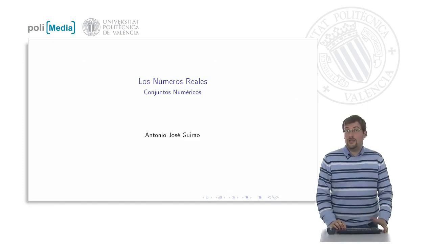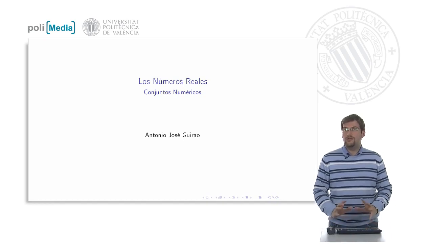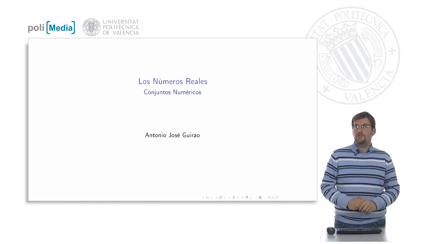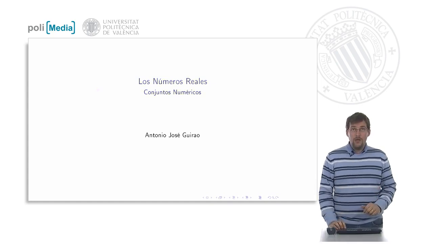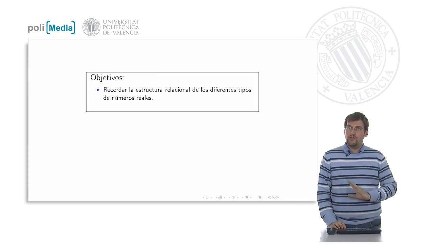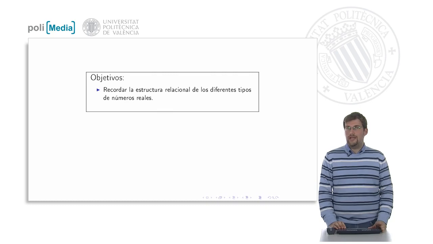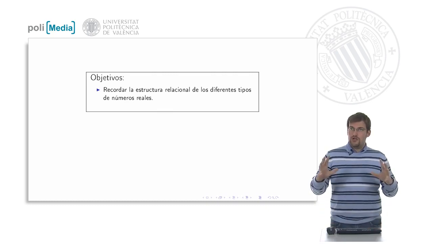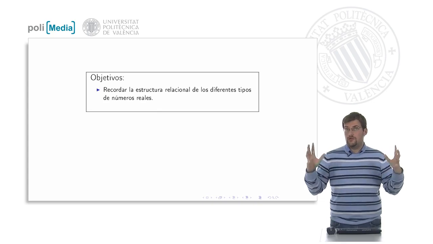Hello. In today's unit we will continue studying the real numbers, and we are going to see a summary session of what we have seen of the different numerical sets. The objective is, as I said, to remember the relational structure of the different types of real numbers. The set of real numbers has been built up little by little, starting from the natural numbers. And in fact, what we have been doing is extending. We have been adding more numbers.